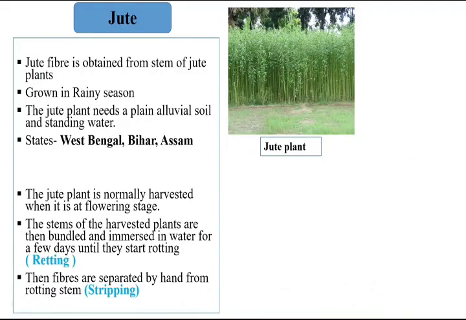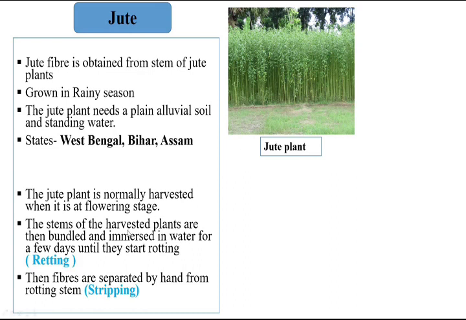And now we are going to study the second natural fiber, that is jute. Jute fiber is obtained from the stem of jute plants grown in rainy season. The jute plants need a plain alluvial soil and standing water is required. Mainly you can see the plants in West Bengal, Bihar, Assam. And the jute plant is normally harvested when it is at flowering stage.